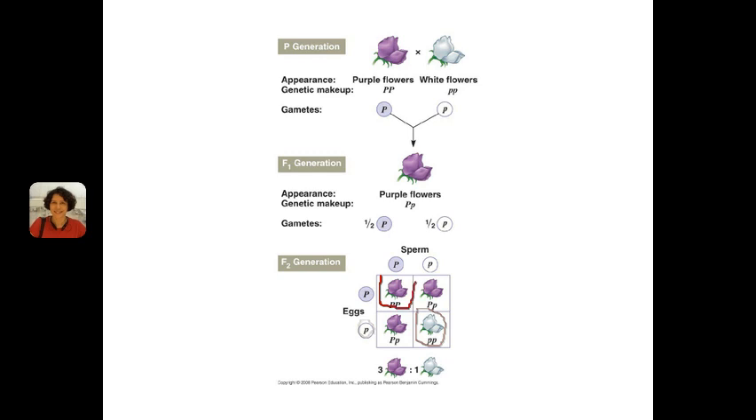purple with purple, so that one is homozygous for purple. Purple with white, it is heterozygous, but because purple is dominant, the phenotype is going to be purple. Same here, heterozygous, but because purple is dominant, the phenotype is purple. So again, we arrive at that 3 to 1 ratio, 75% purple flowers, 25% white flowers.